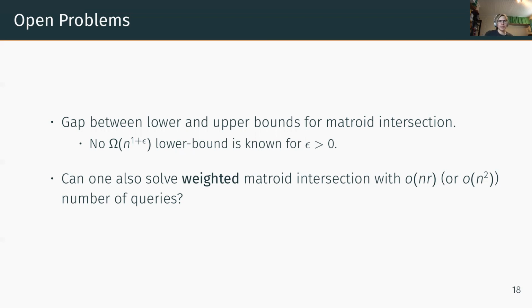The second open problem I've listed here is that of weighted matroid intersection, and whether we can also solve the weighted matroid intersection in sub NR or even sub N squared time by maybe extending our techniques which we have in this paper and in previous papers to the weighted case. So in weighted matroid intersection, you do not want to only find a max size common independent set, but each element has a weight on it, and you want to find a max weight common independent set.